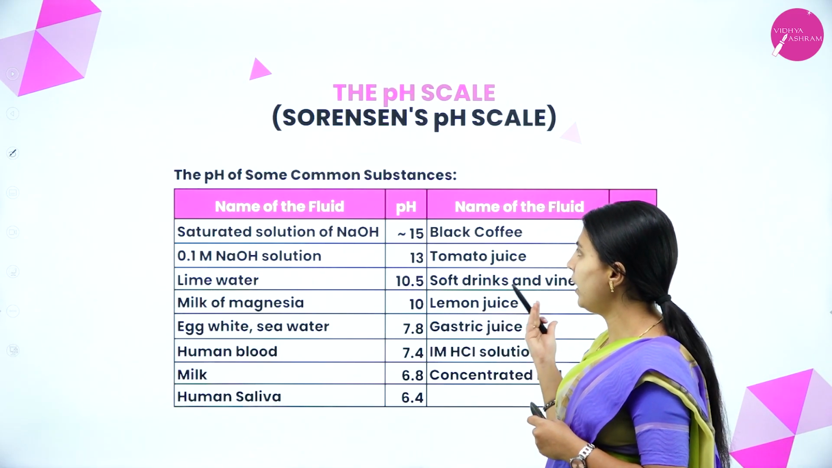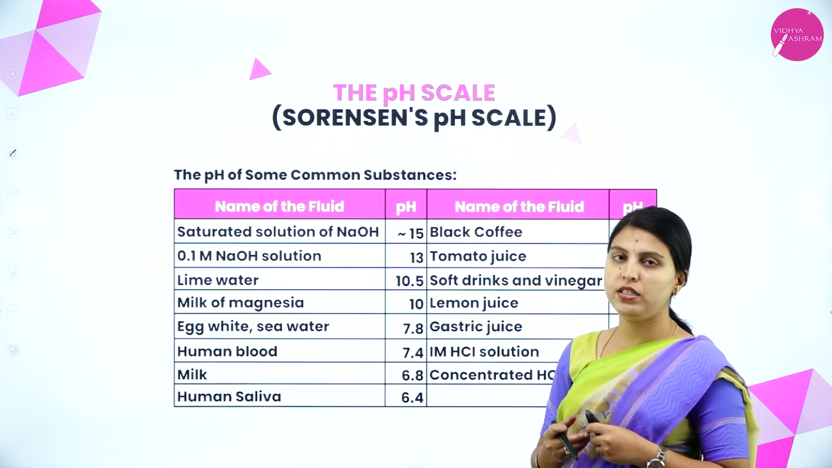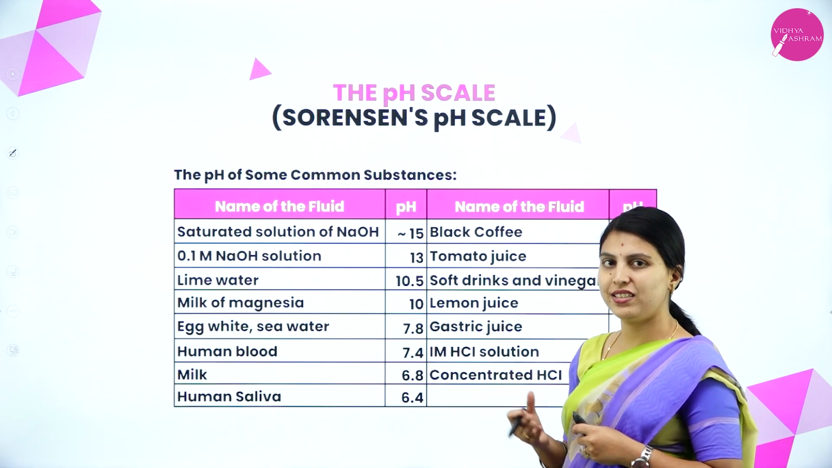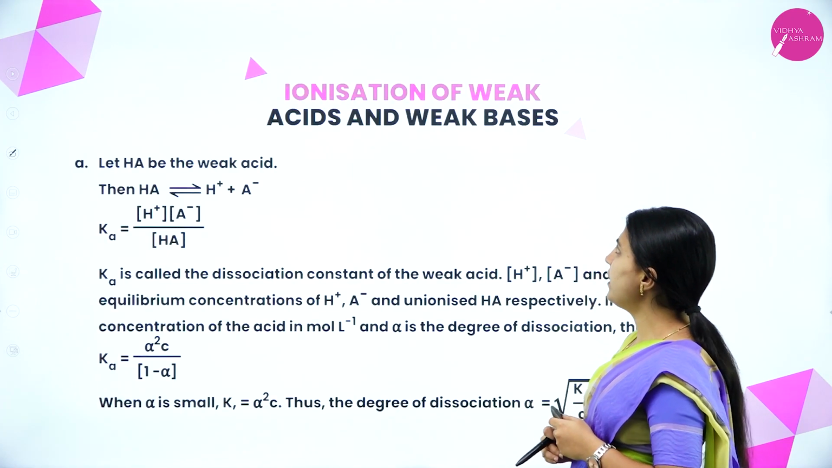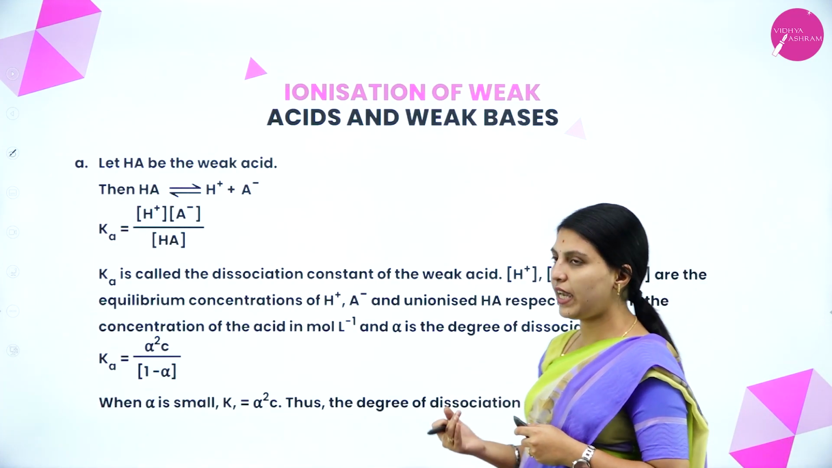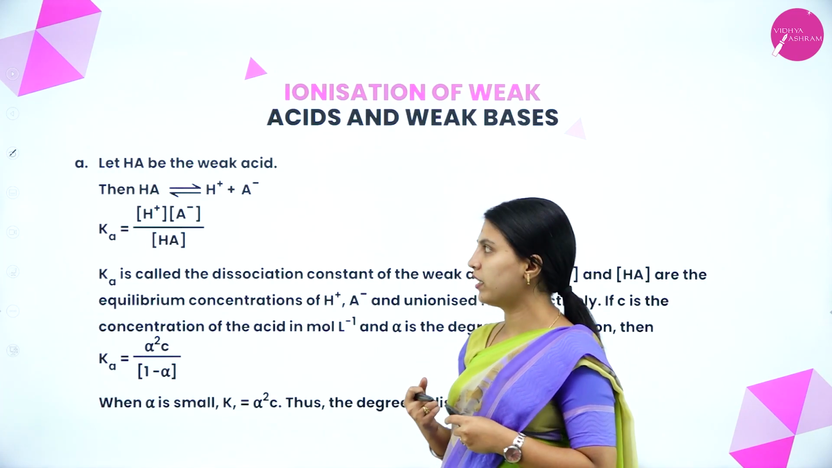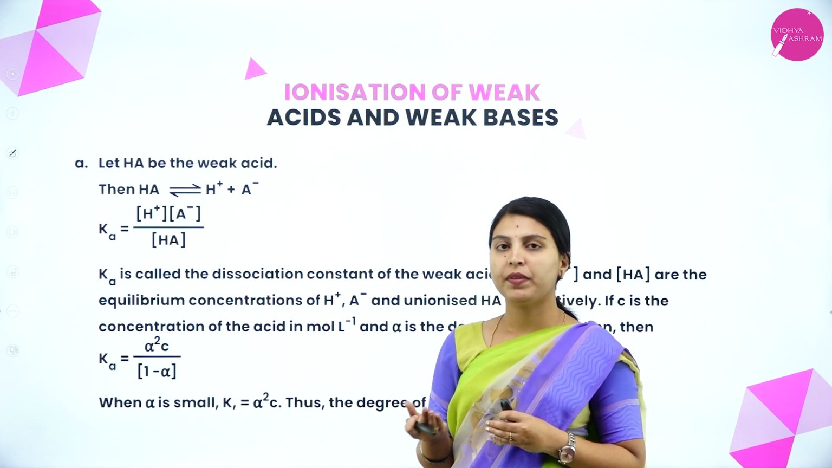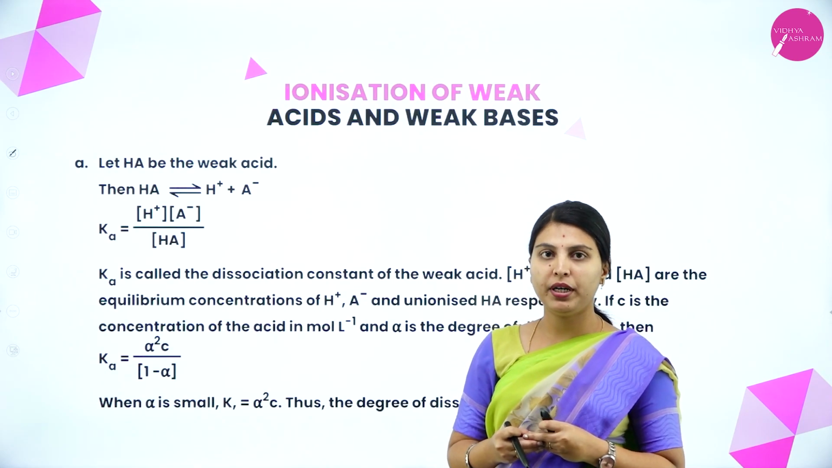These are some of the solutions with their pH that you should know. These are some of the examples. Next, ionization of weak acids and weak bases. How can weak acids and weak bases be ionized? You know that they can be ionized partially, but how?